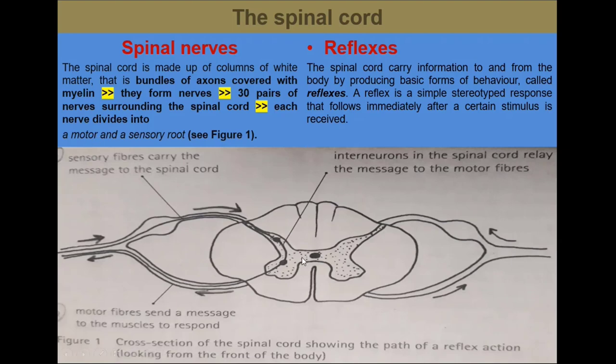Okay, let's move on. I think we have covered spinal nerves. What you need to know here is that you have the spinal cord, and there are nerves that assist in transporting the information. We have sensory fibers, which receive information from the brain and transport it to the spinal cord. Then you have motor fibers, which take information from the spinal cord to the muscles to respond. Before this process happens, we have the interneuron in the spinal cord, which relays the message to the motor fiber. How does it relay the message? Like I said, it coordinates messages.